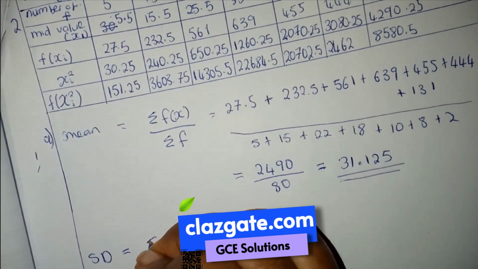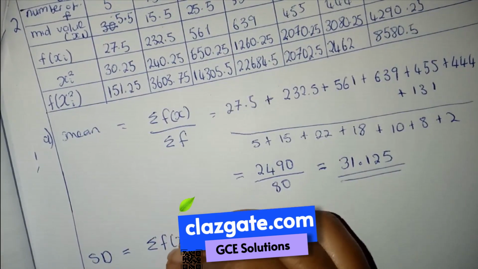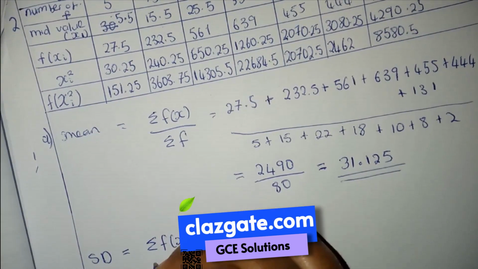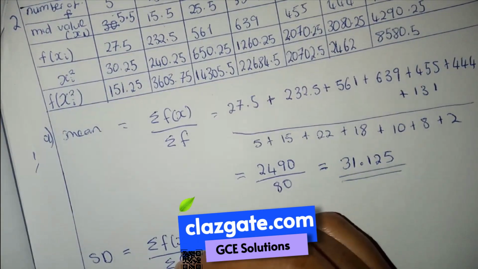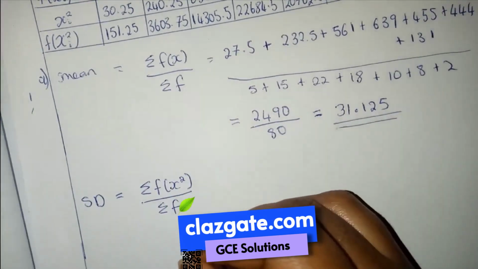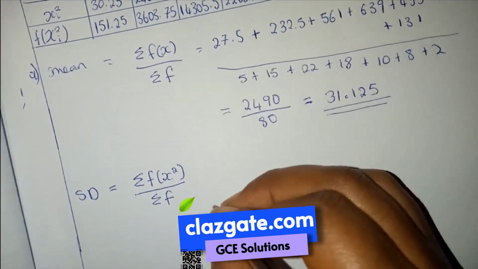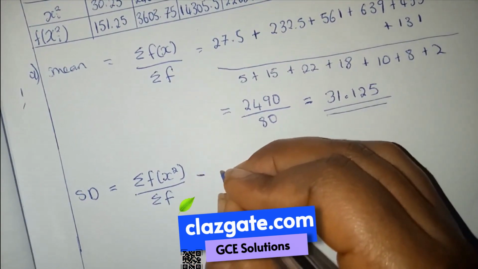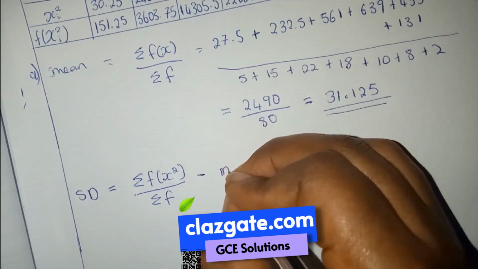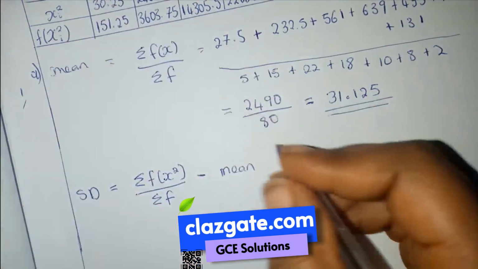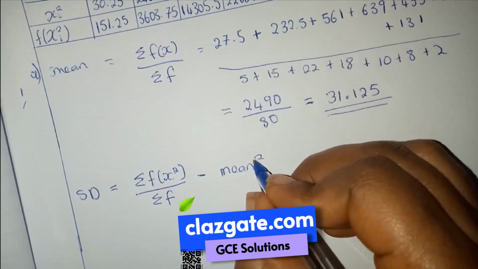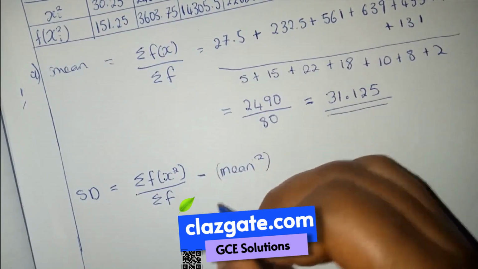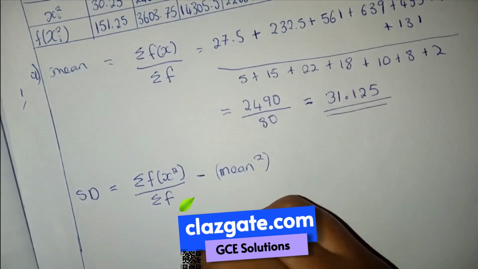Standard deviation is the summation of f of x square divided by the summation of f, minus the mean squared, all of this squared. So what are we going to have here?